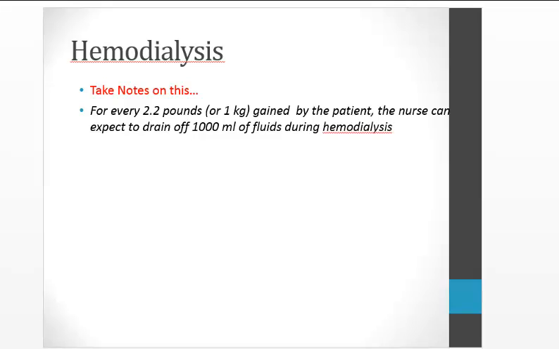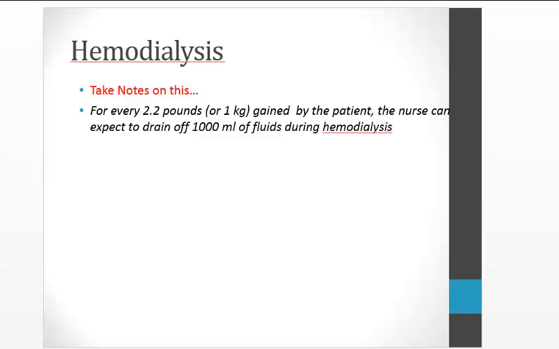So let me just say that in a different way. For every 2.2 pounds gained by the patient, the nurse can expect to drain off 1,000 milliliters of fluid during hemodialysis. So for example, if I weigh my patient before they go down for hemodialysis, and they have gained 3 kilograms since the last time they went to hemodialysis, the nurse should expect to drain about 3,000 milliliters of fluid off during that hemodialysis cycle.